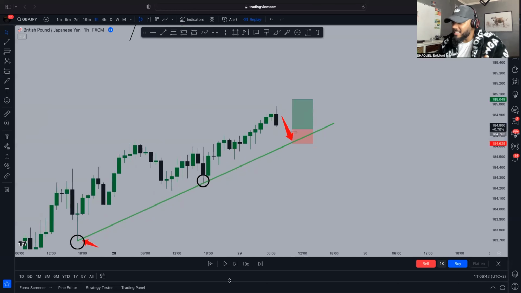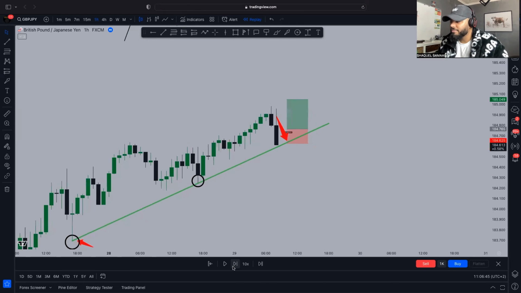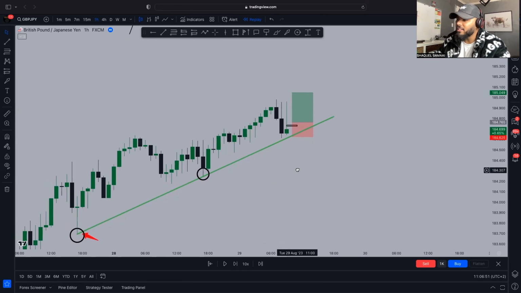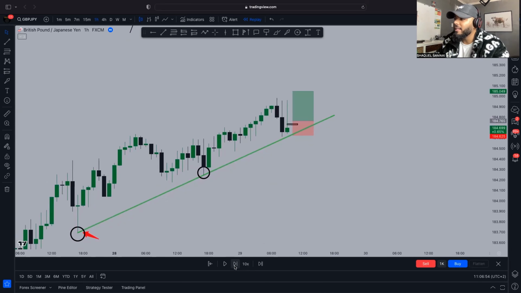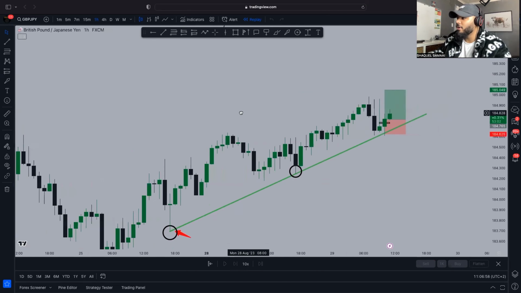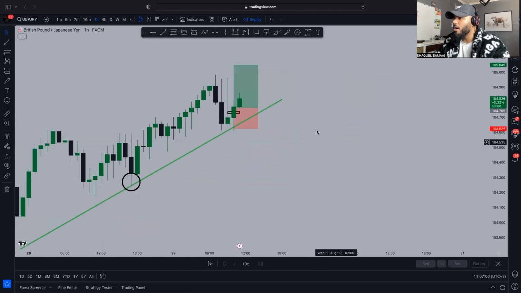Makes sense? So let's see. The market comes back down. That is your point. When the market comes down to touch this trend line, you want to get in for the buy. That's exactly what you do. As you can see right there, the market touched the trend line.